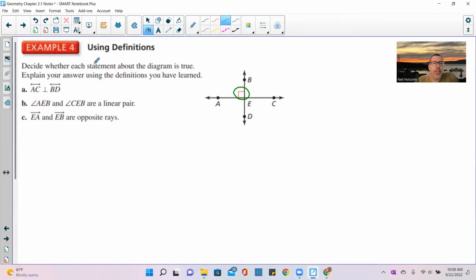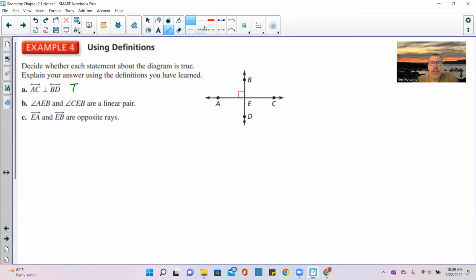Okay, decide whether each statement about the diagram is true. So I'm going to put a T there. That was true. Now B says angle AEB. So let's mark it. Actually, it is marked. It's angle AEB, where this red right angle symbol is. Angle AEB and angle CEB are linear pair. Okay, well, the definition of linear pair means that if you have two angles on a line, both on the same side of the line, so angle AEB and angle BEC are above line AC.